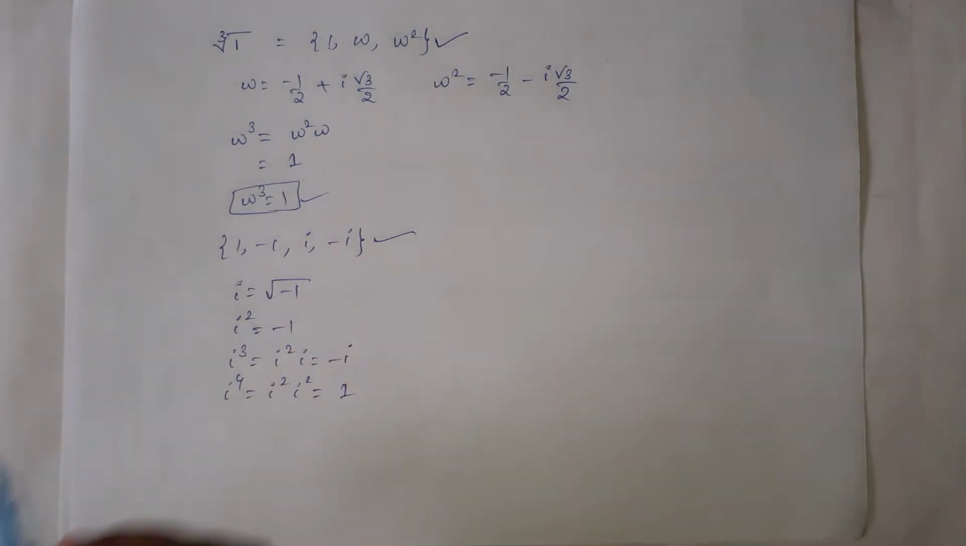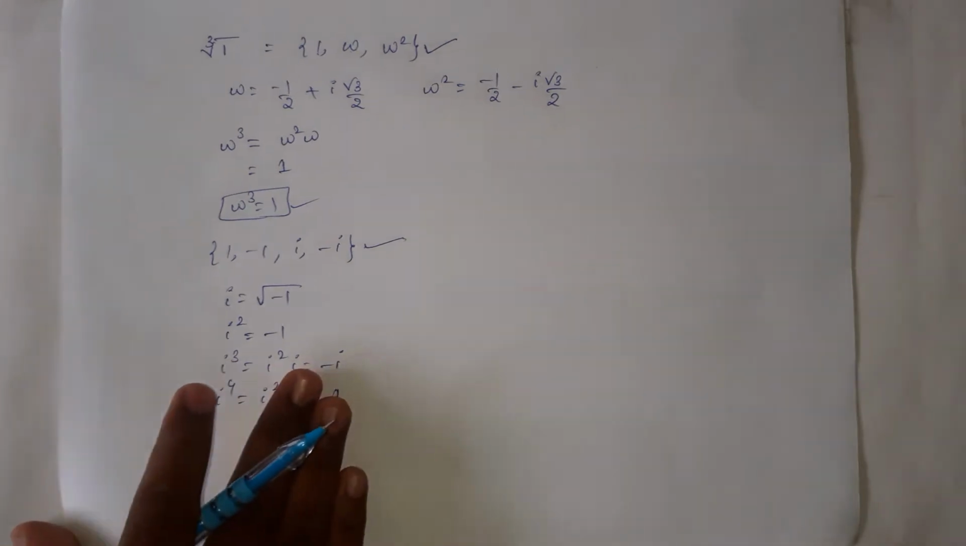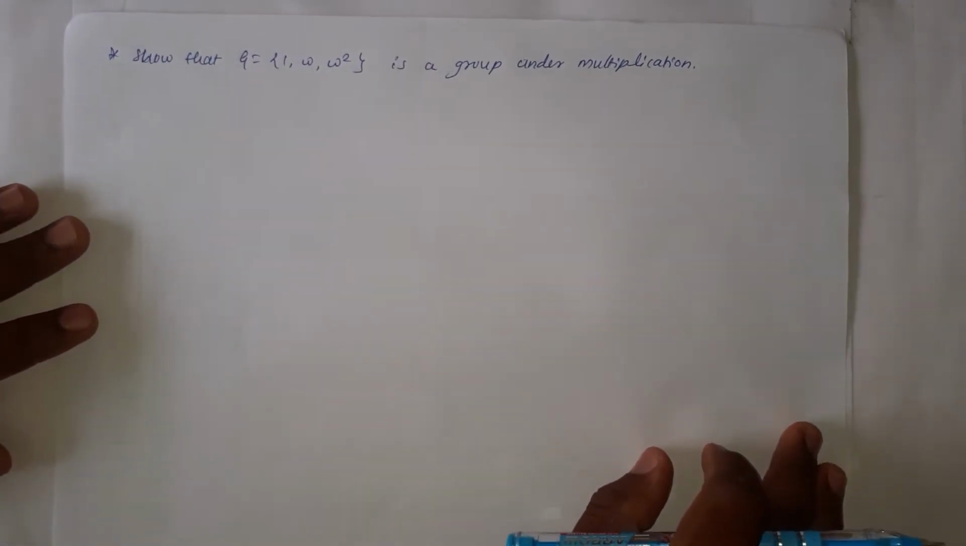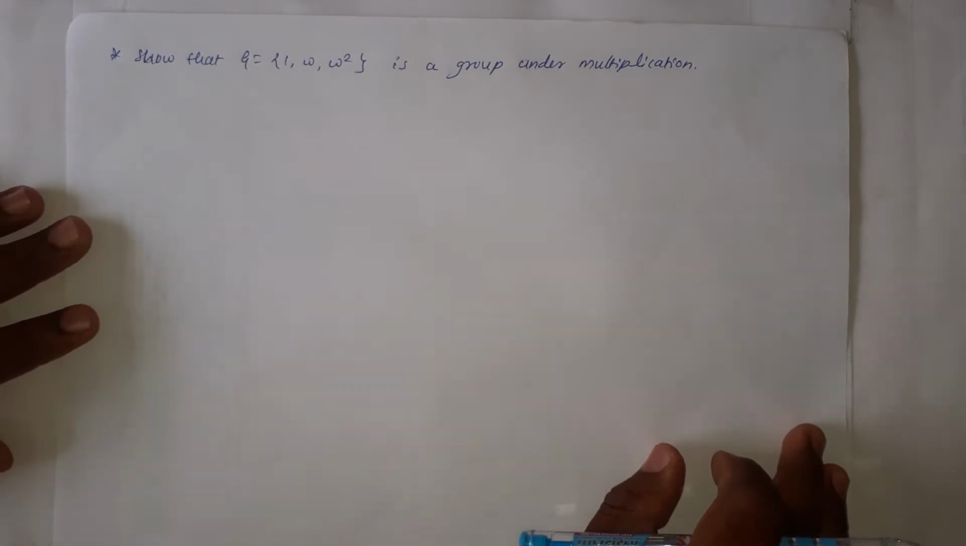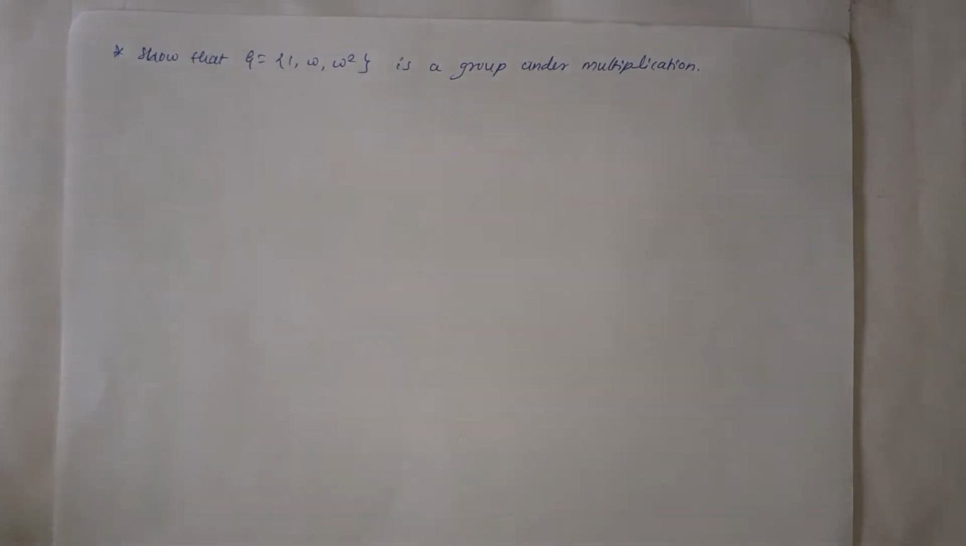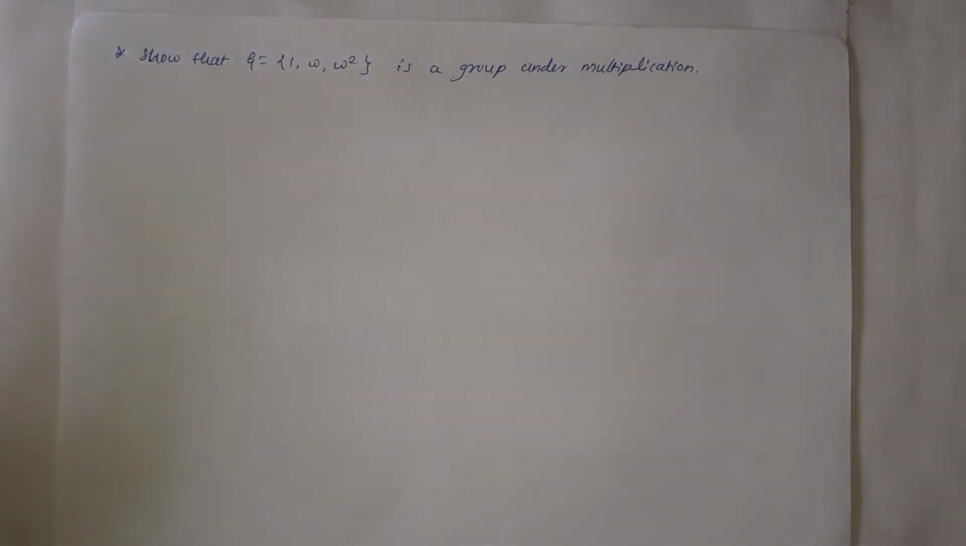So these are the nature of the cube roots of unity and fourth roots of unity. These powers we need in the next example. So let us discuss the example. Here it is the example. Show that G equal to 1, omega, omega square is a group under multiplication. Here the given set is cube roots of unity, that is 1, omega, omega square, and the binary operation is multiplication. So we need to show that this set represents a group.